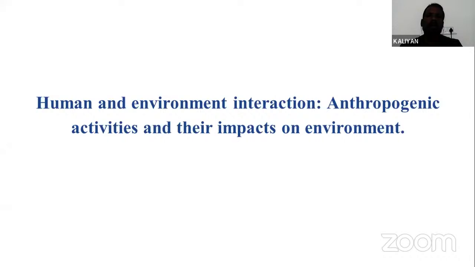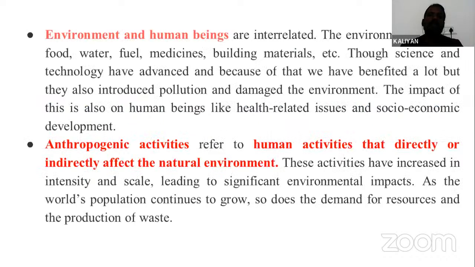And human and environmental interaction, anthropogenic activities and their impacts on the environment. Environment and human beings are interrelated. Environment gives us water, food, fuel, medicine, building material, etc. Anthropogenic activities are human activities that directly or indirectly affect the natural environment. What humans do in this environment that affects nature directly or indirectly is called anthropogenic activities.